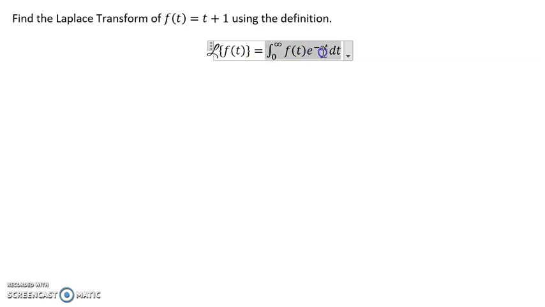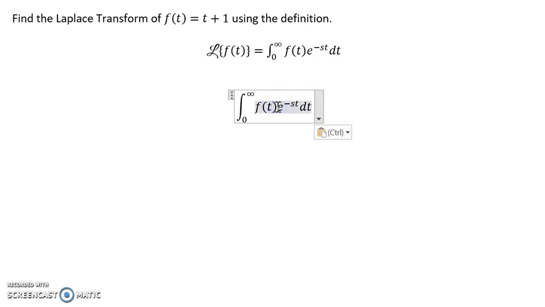And so what we're going to do is copy our definition, and replace f of t with our function t plus 1. Okay, so then we're going to try to integrate this and get our Laplace transform. The first thing to note about this function is that if we distribute 1 times e to the negative st by itself, we're going to need integration by parts in order to do t times e to the negative st.